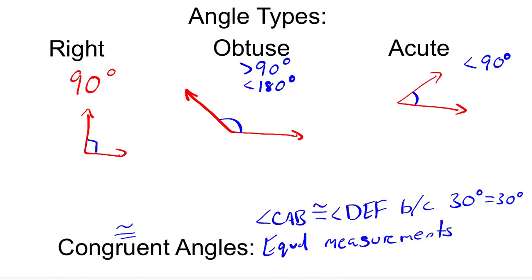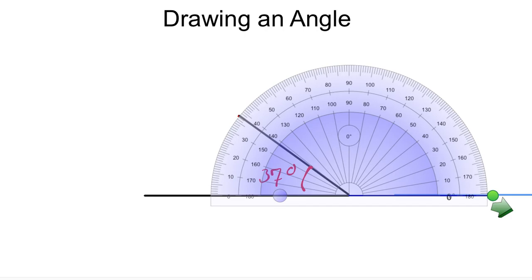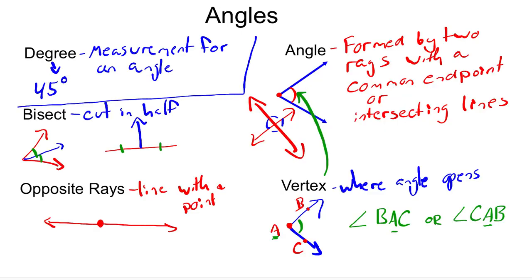And so those are the different types of angles. Here's how to draw an angle and some other vocabulary words. So just make sure you're familiar with these words. Again, you don't need to know the word-for-word definition, but just be familiar with the concept and understand what each one means.